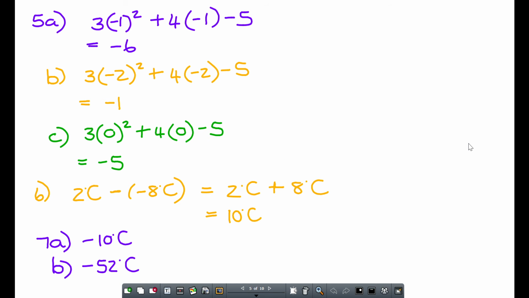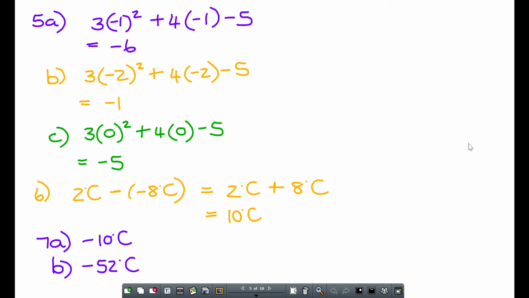Okay, then number 5. 5A says calculate the value of the expression when x is minus 1. So 2 days ago we said whenever we substitute in, it's very important that we have to keep it in brackets. So you will see that everywhere where we had an x, I now put in brackets minus 1. So and you simplify that, and that gives you minus 6. Okay, then at B, what if x is minus 2? So same thing, but when I substitute it, put it in brackets and say minus 2 everywhere that we had an x. And your final answer there would be minus 1.